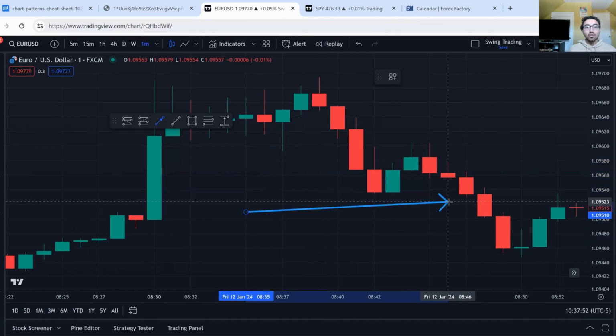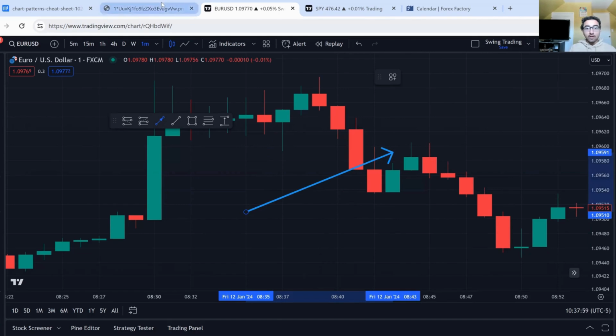Read what the candlesticks are telling you. Don't just look at a candlestick and say, oh, bearish candlestick, oh, bullish candlestick. What is it trying to tell you? That's what you have to ask.